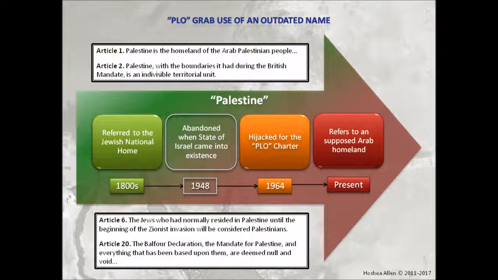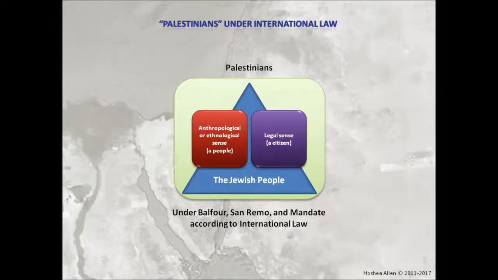Further, Article 6 does not define when the Zionist invasion took place, but it clearly states that the term Palestinian is not a racial term, but rather a national one, because even they admit that Jews can be Palestinians. So let's focus on this last point a little further. The term Palestinian is technically both an anthropological or ethnological term to refer to a people, but it is also a legal term to refer to the individual, to a citizen. And under international law, both of these concepts coalesce together in the Jewish people.